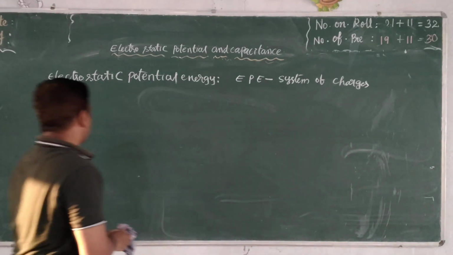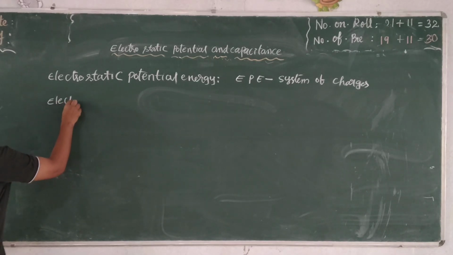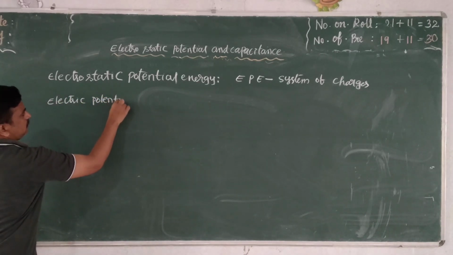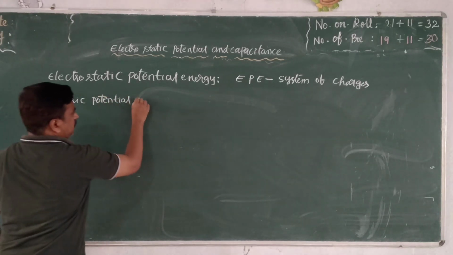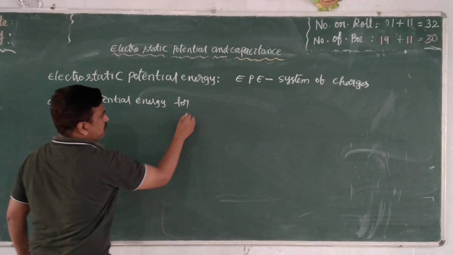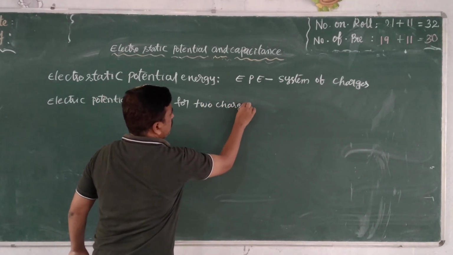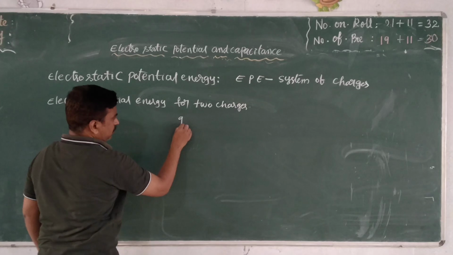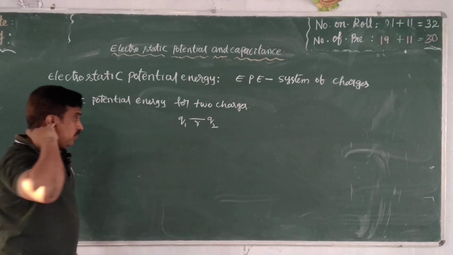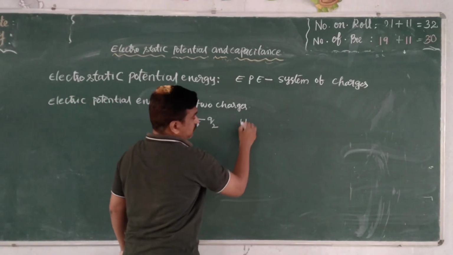Electrostatic potential energy, that means electric potential energy. Electric potential energy for two charges, Q1 and Q2, which are arranged at some distance R between them. For that, what is the potential energy now?